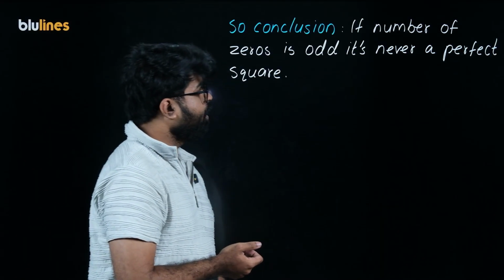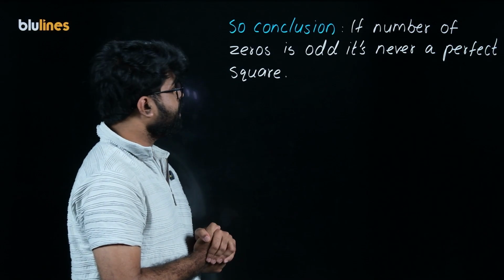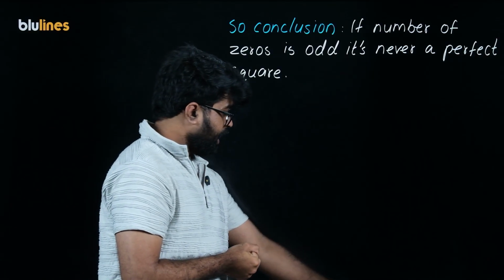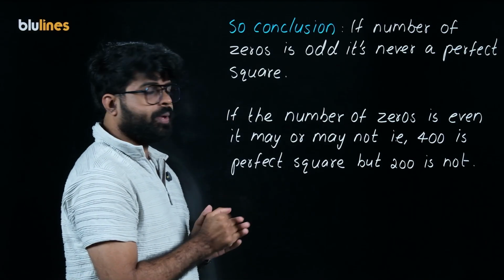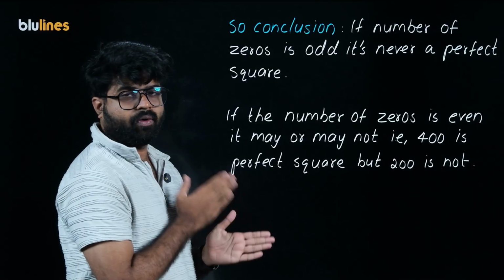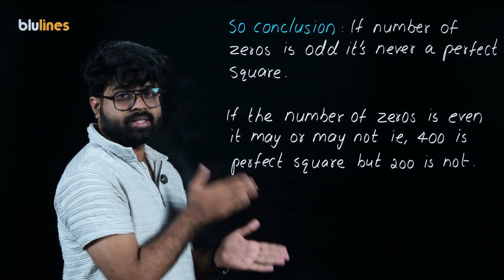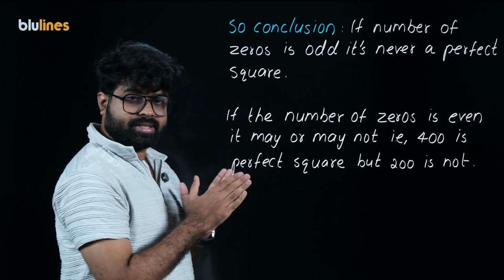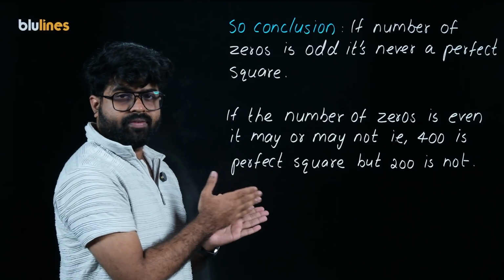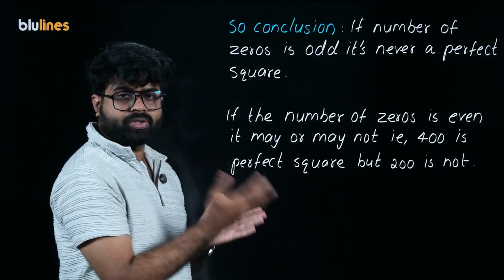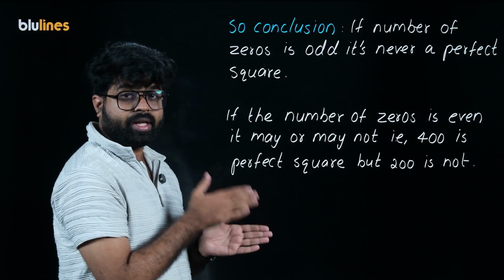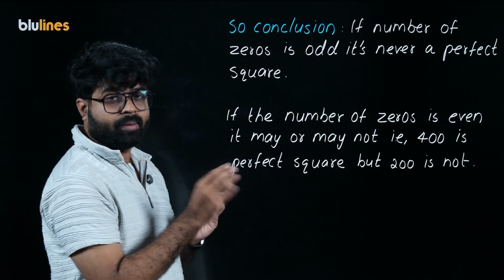So the conclusion is, if the number of zeros is odd, it's never a perfect square. And if the number of zeros is even, it may or may not be a perfect square, because we have already seen 400 is a perfect square with an even number of zeros. But you can see that if we pick 700 or 200, they are not perfect squares even though they have an even number of zeros.